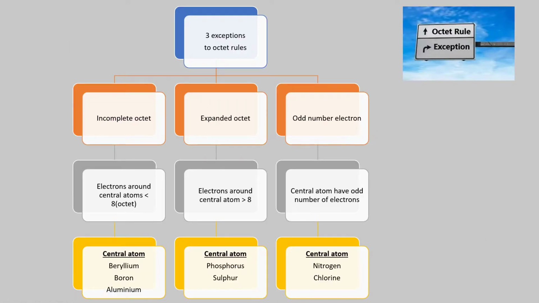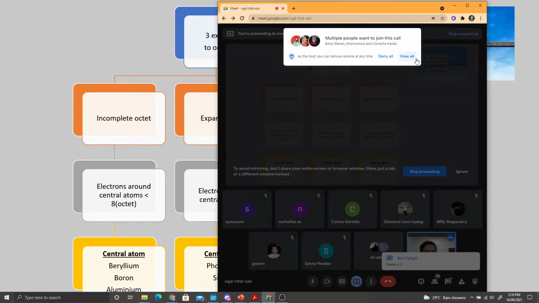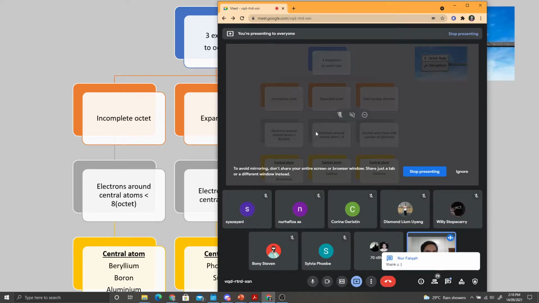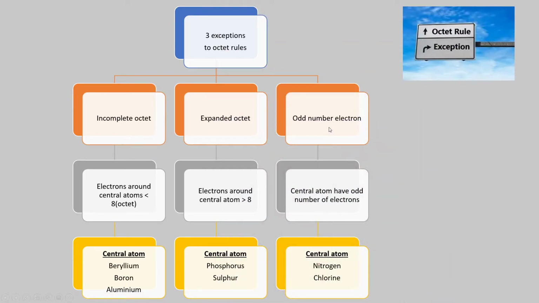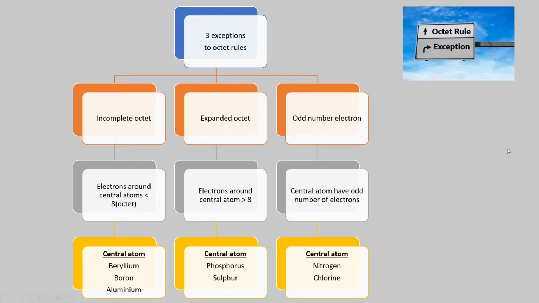Okay, so we have 3 exception to octet rules. Oh Allah, siapa yang masuk lambat ni? Okay. Masuk. Okay. So kita ada 3 exception to octet rules. Ish, ada lagi masuk. Okay, jom. Kita belajar. Saya tak pergi masuk. Dah lebih 10 minit dah.